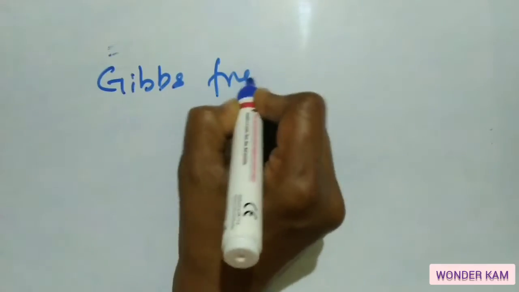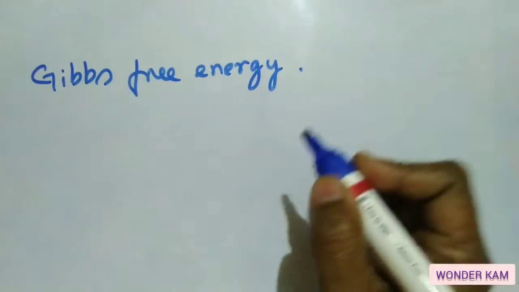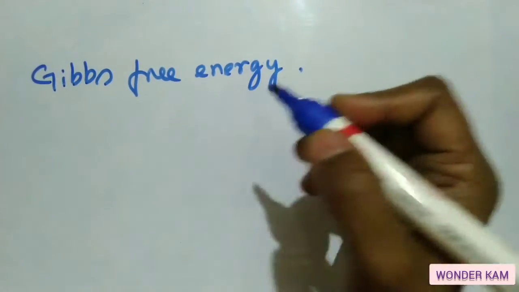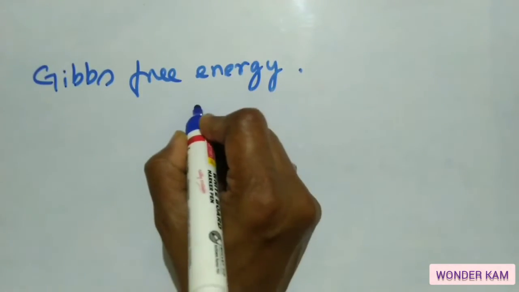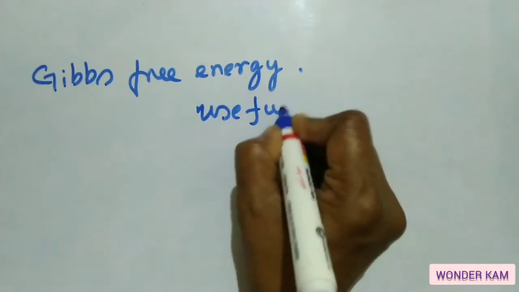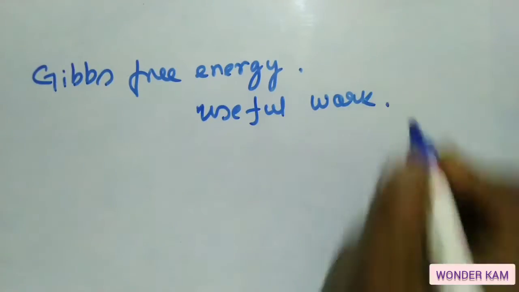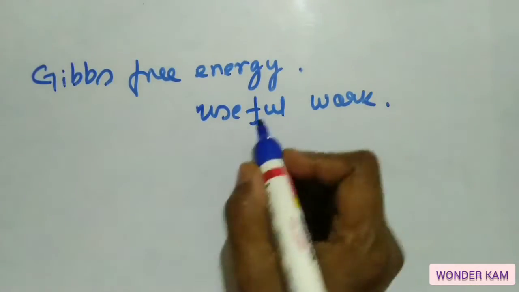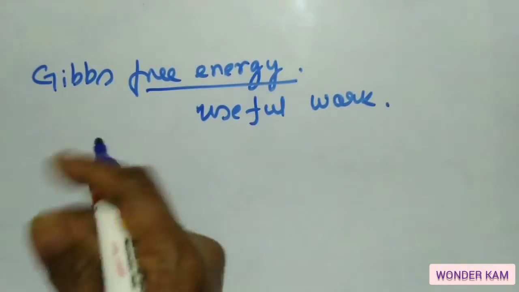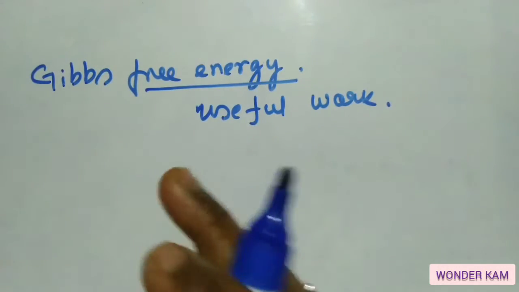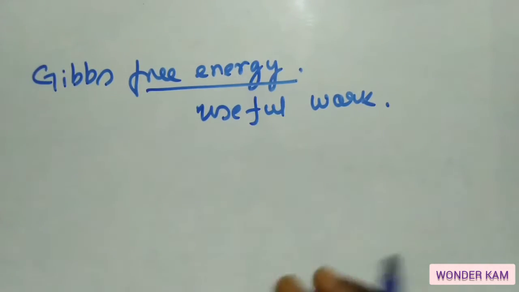Gibbs free energy is the energy available in the system to be given off to perform or to do useful work. So one should not get confused with this free energy with the internal energy, where this internal energy is the energy within the system at any time.